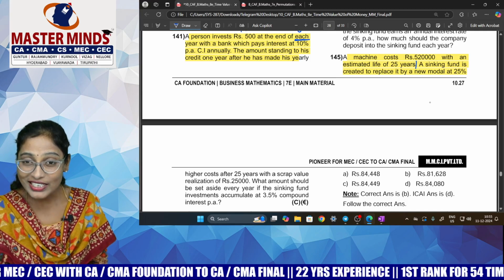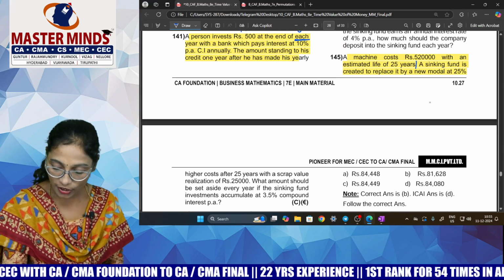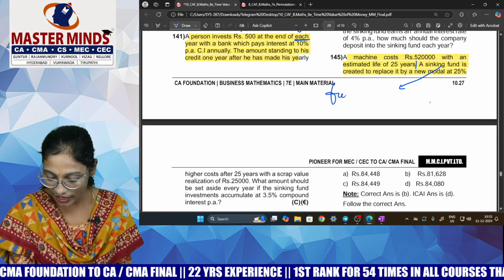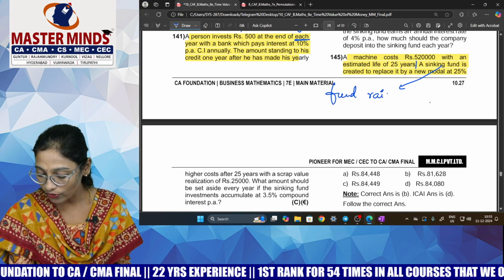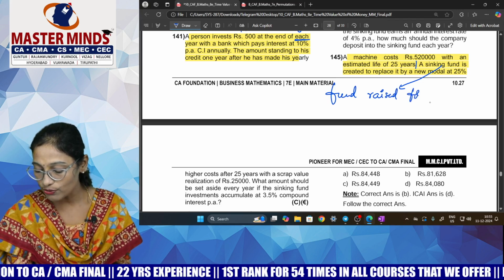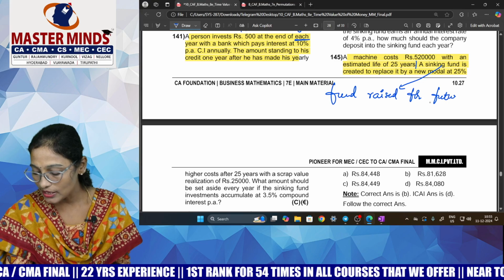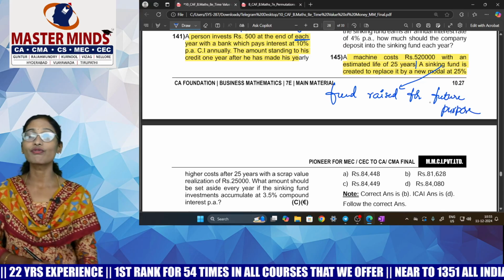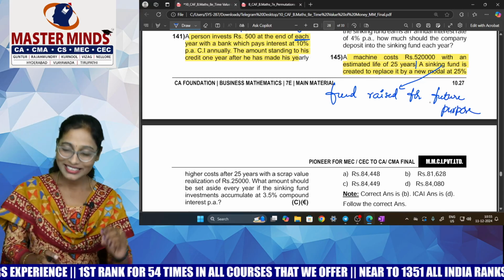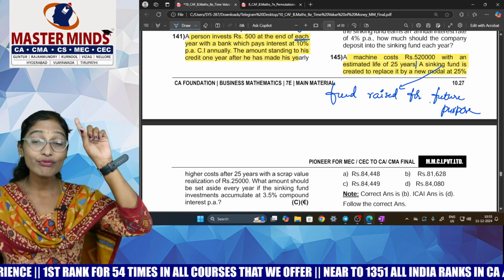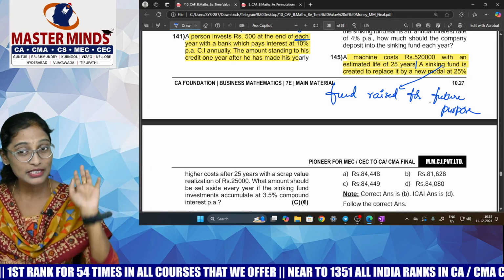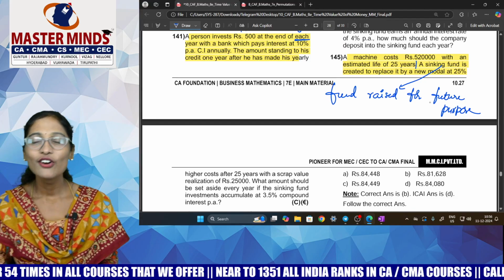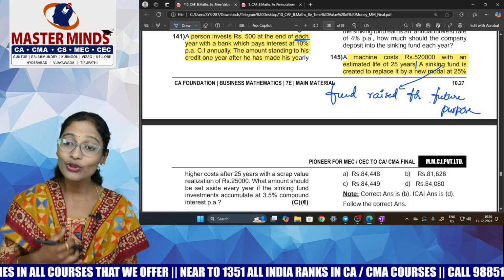A sinking fund is created. Guys, let me tell you the meaning of sinking fund. As per my mathematics, sinking fund is a fund which is raised for future purpose. Which purpose? Future purpose. Sinking fund is a fund which is raised for the purpose of the nearest future. Means, try to understand. Sinking fund is a fund which is raised for which purpose that I told? Future purpose. Means, is it present value or future value? Future value.